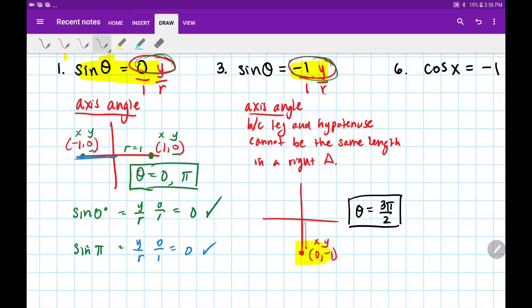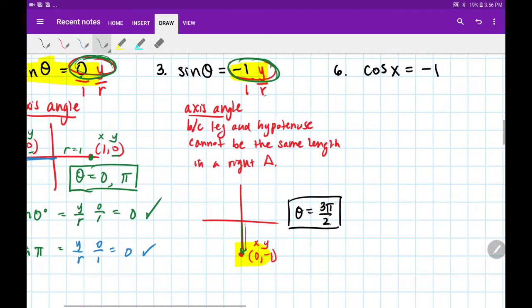And then to figure out what our actual answers are, we basically look at the numerator. Where is my y equal to 0? On the x-axis, so that's 0 and pi. And then over here, where is y equal to -1? Oh, that's down on the y-axis. That's at 3 pi over 2. And that's it. We're done.